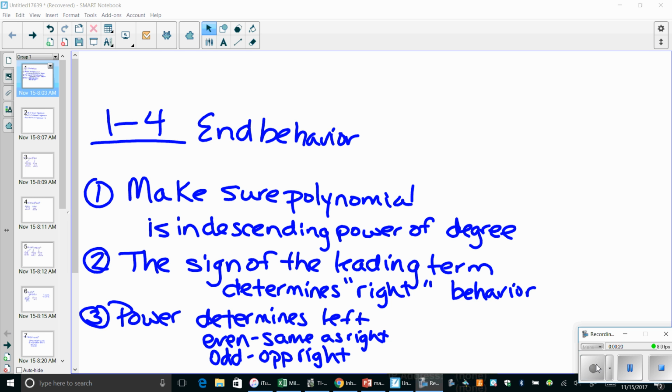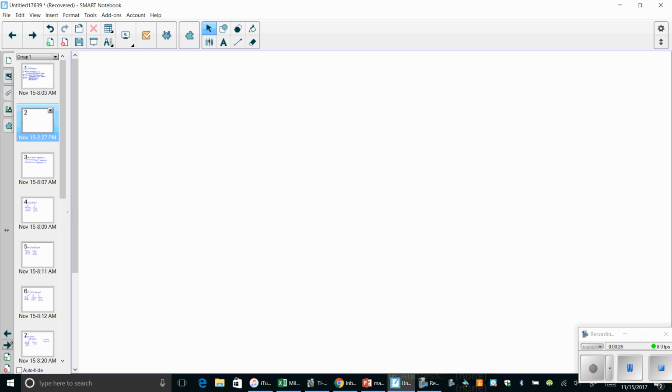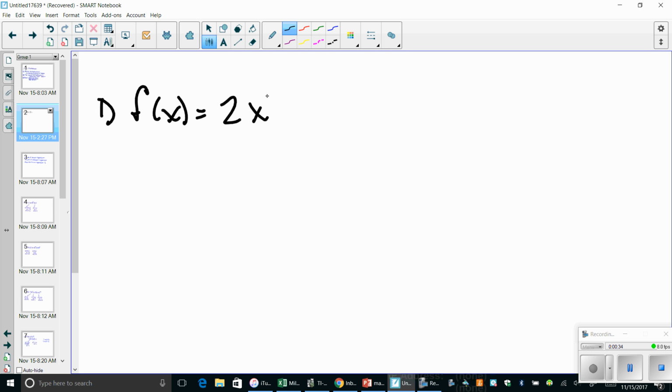And then to figure out what's happening on the left, you look at the power. If the power is even, it's going to be the same as the right. If it's odd, it's going to be opposite the right. So let's take a look at number 1. Number 1 says f of x equals 2x cubed plus 9x squared minus 3x plus 8.